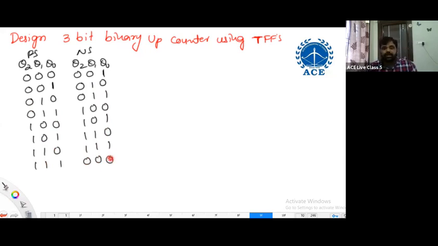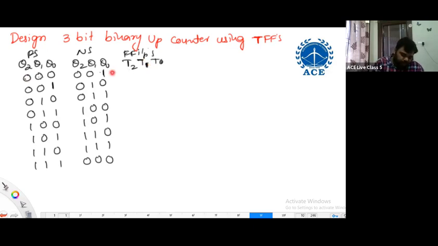State changes in a 3-bit binary up counter. If it is flip-flop input, which flip-flops are used? Toggle flip-flop. So T2, T1, T0. Then I can write excitation also easily. If state is changing, T equals 1. If state is not changing, T equals 0.